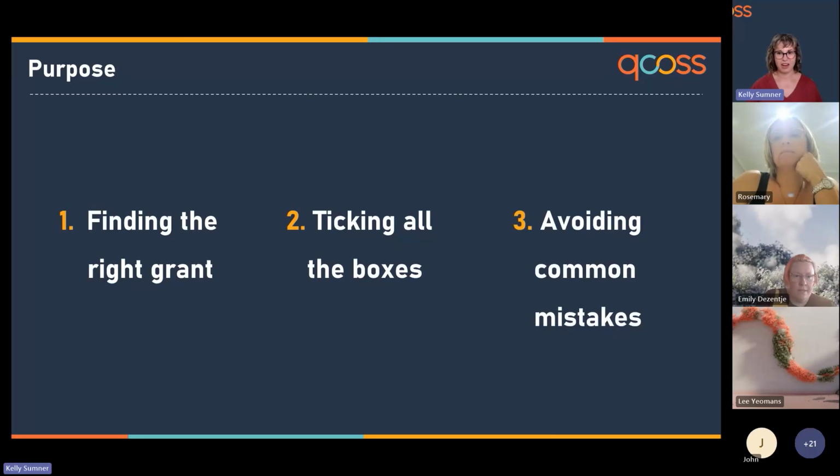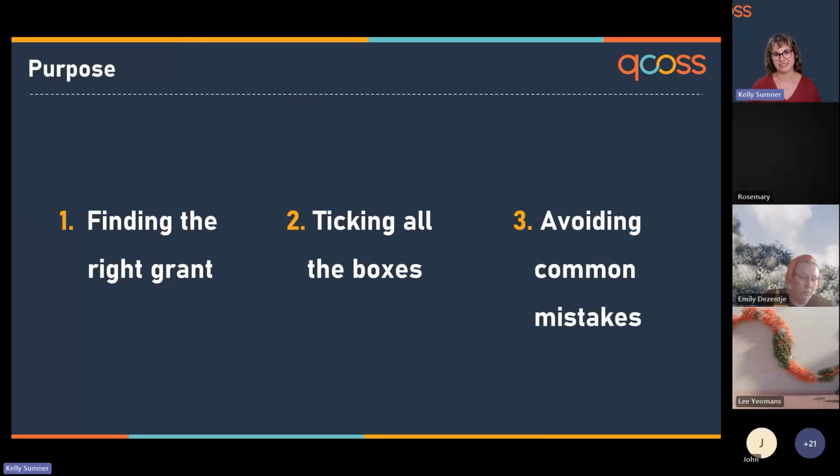And we'll also be highlighting a few common mistakes that applicants for grants make, and some tips that we've got from funders and from grant assessors to help you avoid those mistakes in whatever grant you are currently looking at.